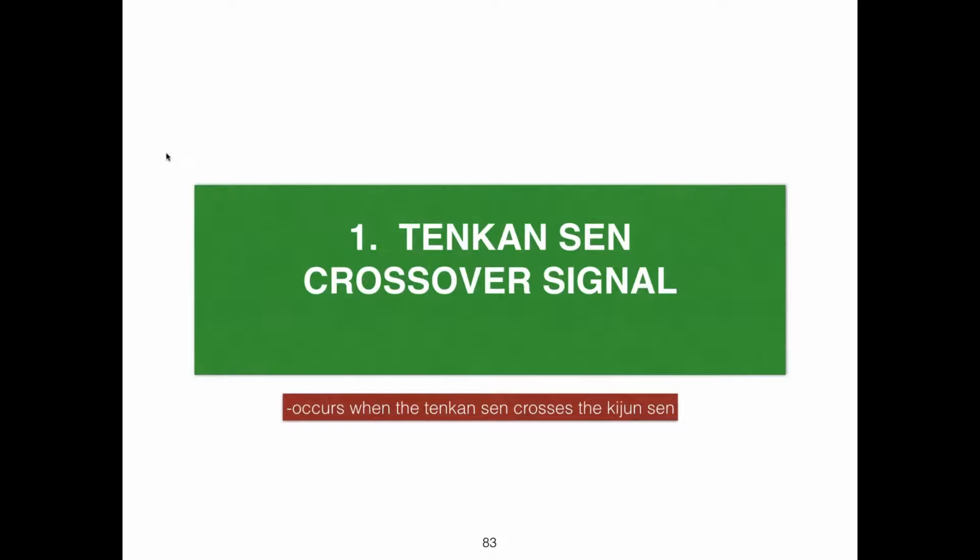Now, these signals could be classified as strong, neutral, or weak, depending on their location with respect to the Kumo. The strength of the signals could also be further strengthened, weakened, or nullified by the relationships between the other components. Now, when used in a non-trending environment, such as in a sideways trend, Ichimoku is likely to produce frequent conflicting signals.